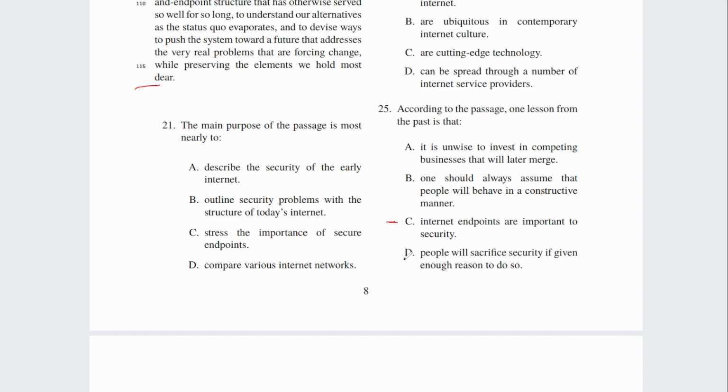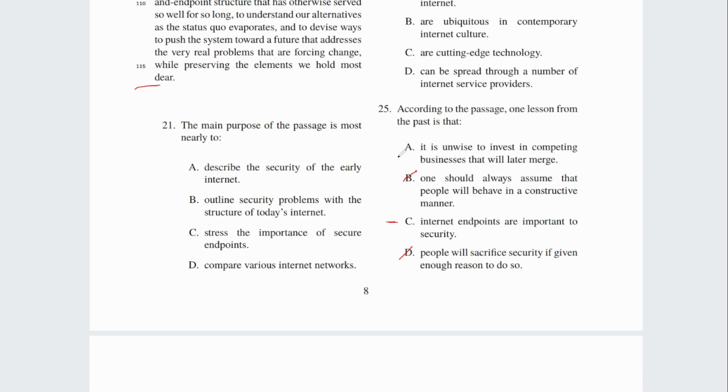D is definitely not right, because the passage is talking about increasing security. We're not sacrificing security, we're increasing it. We're bringing about this idea that we need to have more security. So D is definitely not right. And B also seems wrong. If we need to increase security, assuming that people will be constructive is not how we think.